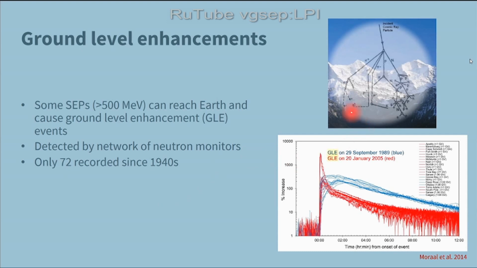I've just included this neutron monitor profile of two particularly powerful GLEs we have in modern records. So in red, we have GLE 69, which occurred on the 20th of January 2005, and then in blue, GLE 42 on the 29th of September 1989. I'll refer back to these two GLEs quite a lot in this talk. You can see the percentage increase for both of these was exceptionally large.